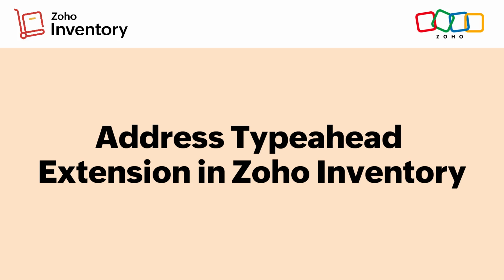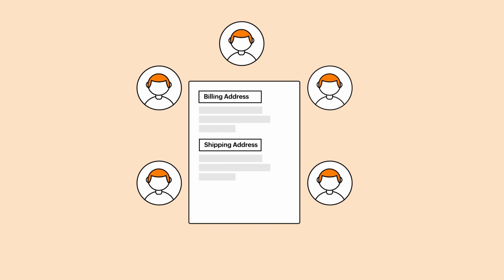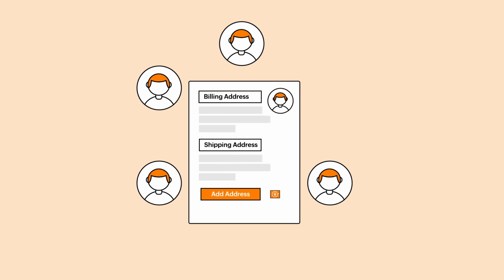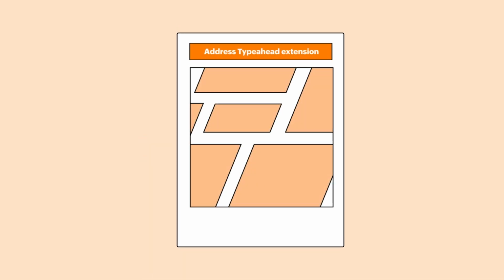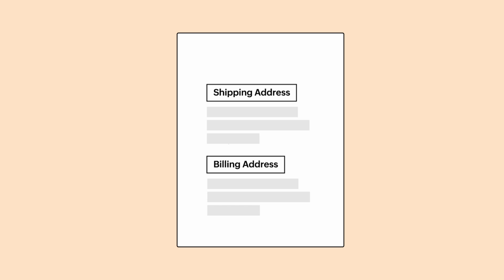Hello everyone. It can be tiring to enter the billing and shipping address of your customer every time you add one or when you update the address of an existing customer. Using the Address Typeahead extension, you have the option to either pin the address on a map or search the location in order to add your customer's address to Zoho Inventory. Let's see how this works.